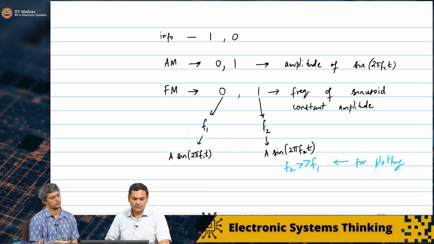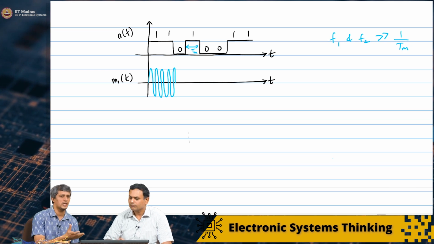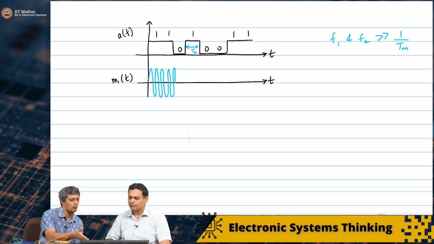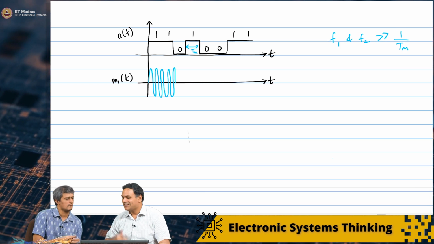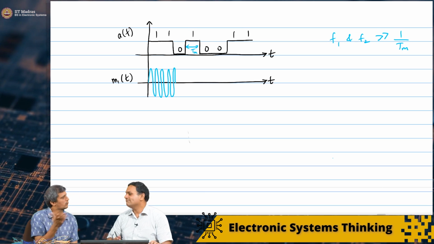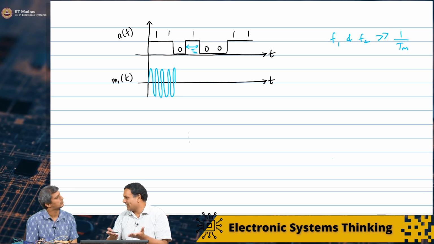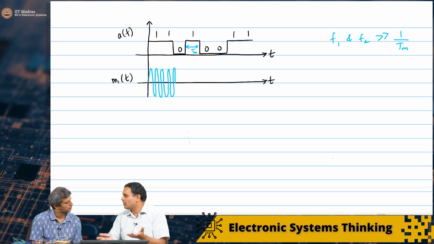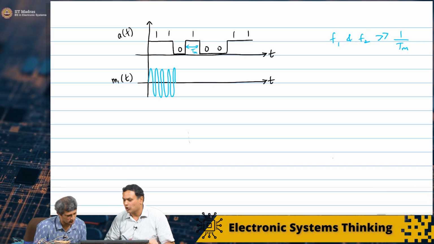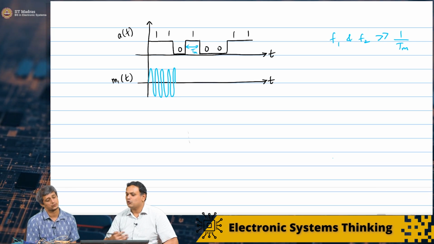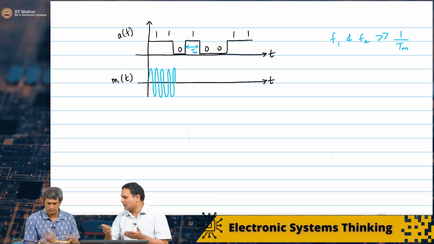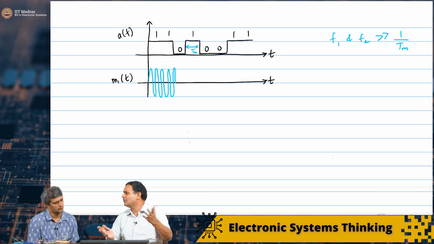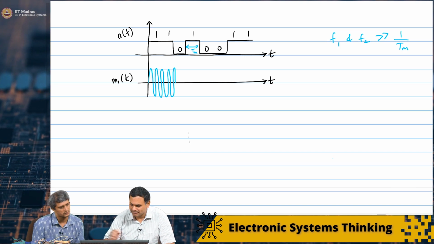Just to give a feel, Tm could be of the order of milliseconds, and this could be 10 megahertz and 1 megahertz. It could be in microseconds, so maybe 2-3 orders of magnitude. F1 and F2 may differ by an order of magnitude, 10 megahertz, 1 megahertz, whereas 1 over Tm is of the order of kilohertz.